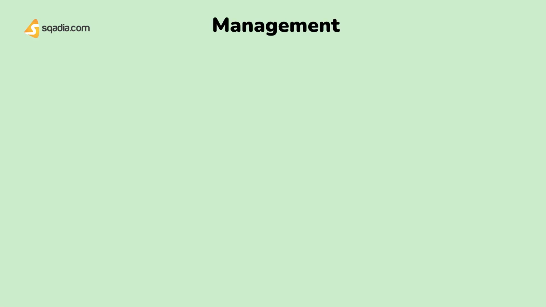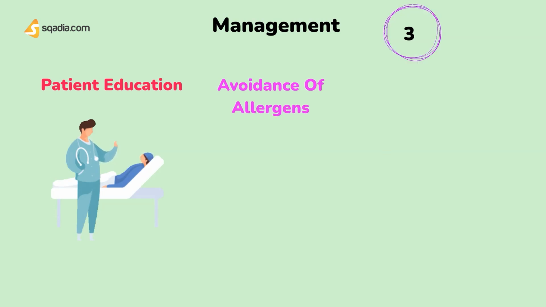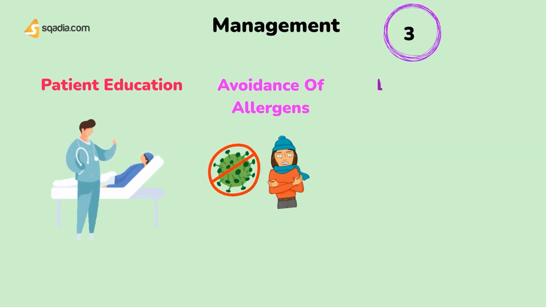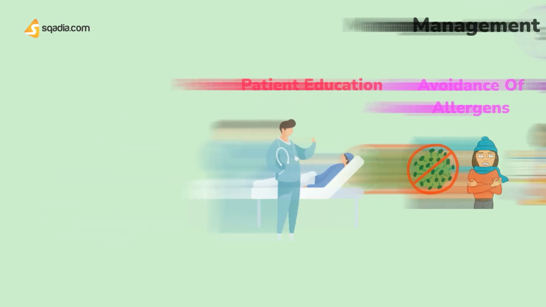Here comes the most important part, my friends, in asthma, which is called management. So please pay attention. Management of asthmatic patients is divided into three main steps. First comes patient education. The second step includes avoidance of the extrinsic factors. And the third step includes use of medications and drugs. So let's crack these steps in a more detailed manner.